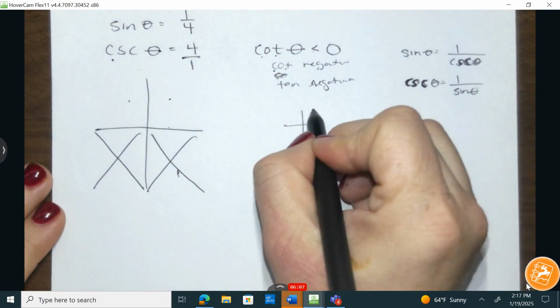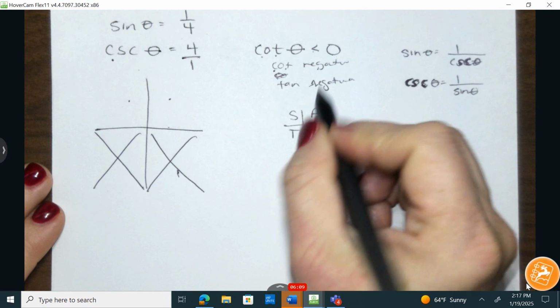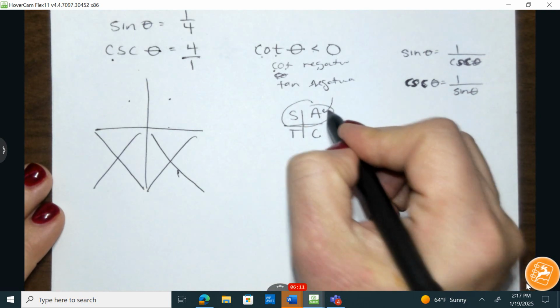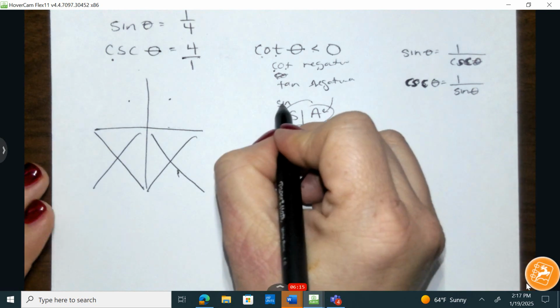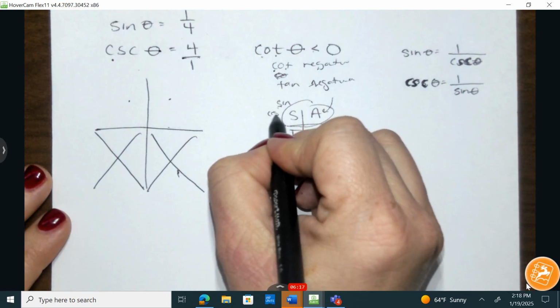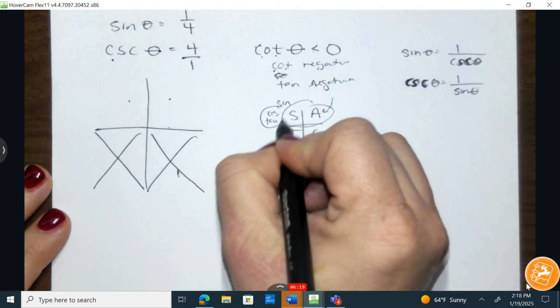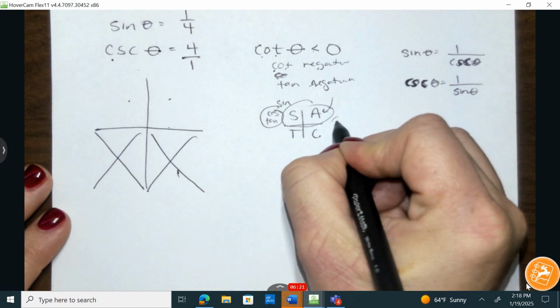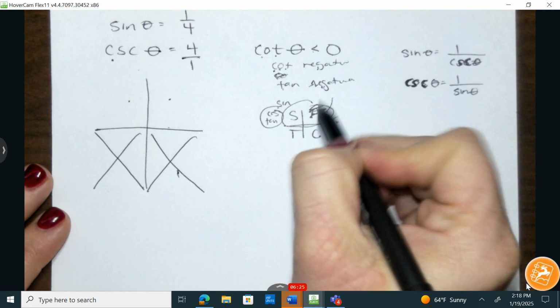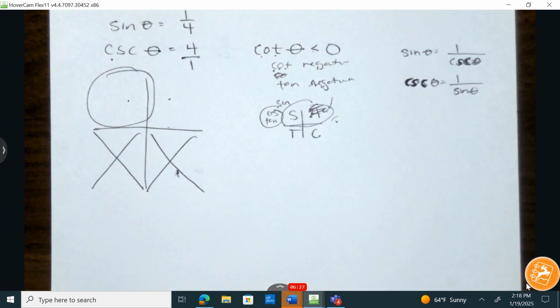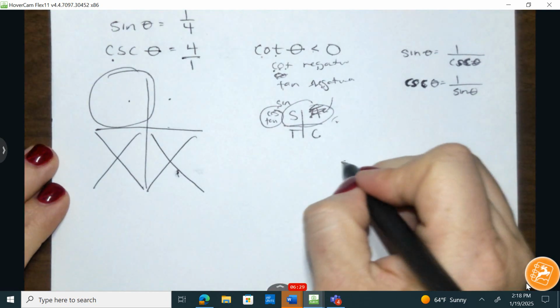So I go back to the acronym All-Star Trig class and I'm focused here. All things are positive here. Here only the sines are positive. So in this position, sines are positive, but cosine and tangent are going to be negative. Nothing is negative over here. So if the cotangent is negative, the tangent must be negative, and that leaves me only one location, quadrant 2.